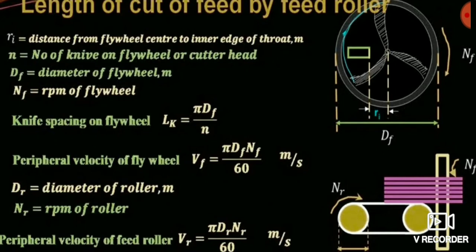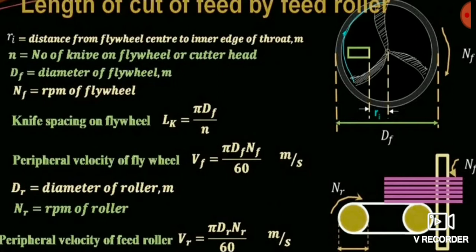N is the number of knives present on the cutter head or flywheel, means we divide by the number of knives, so the circumference is divided into that many parts as knife spacing. As for example friends, here in this case you have seen that there are 3 knives present on the flywheel. So here you can write the knife spacing as LK is equal to pi d by 3, because here 3 knives are present in this figure. So it's very simple friends.